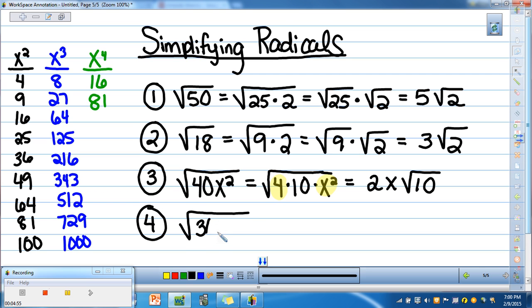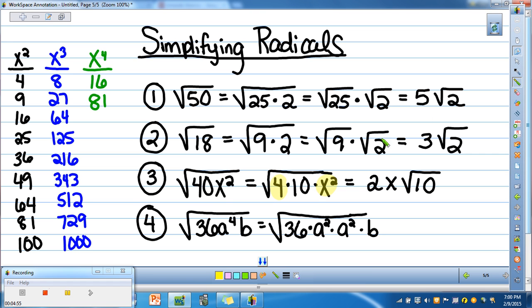Let's try one more, 36a to the 4th times b. 36 is already a perfect square number. For the variable part, a to the 4th, we can split this into a squared times a squared, keeping the b on the end. We see that a squared is a perfect square, and so is the 36.